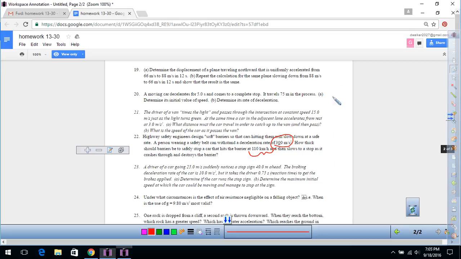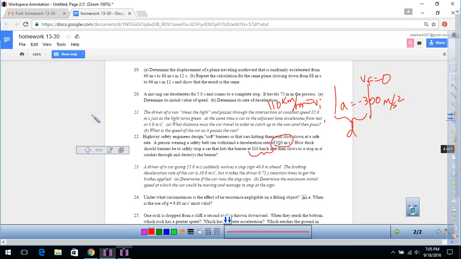So they're looking for the thickness of the barrier, and so in other words, they want to know what is that right there. The initial speed is the 110, which we cannot leave in kilometers per hour, so we'll change that here in a minute, and this final speed is 0. And the acceleration is a negative 300 meters per second squared. So they really are just asking what's that distance right there.